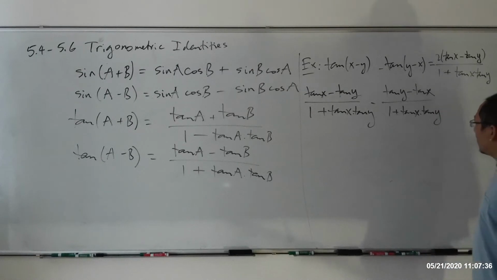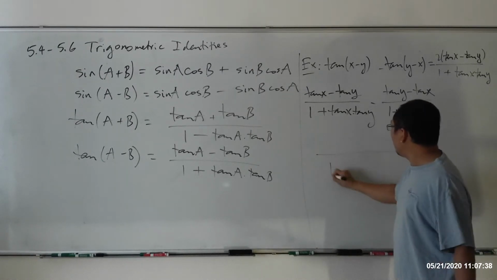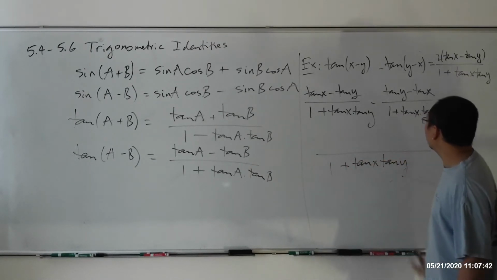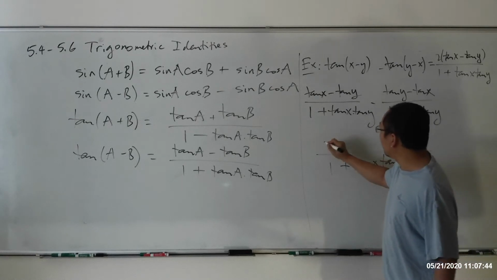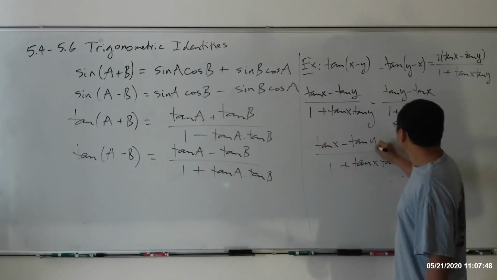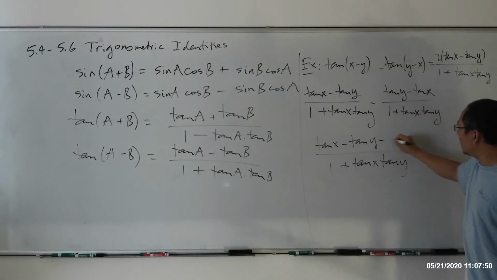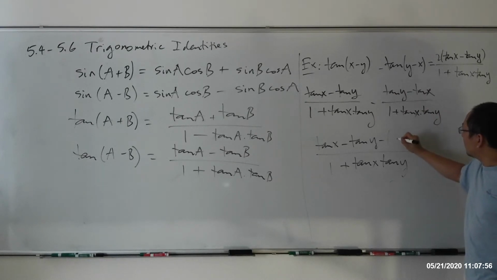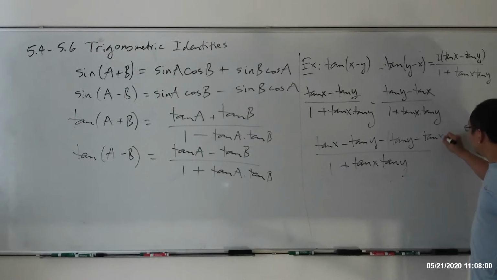Now you combine the two fractions together. So the same denominator, 1 plus tangent of x, tangent of y. What do we have on the numerator? Tangent of x minus tangent of y. Now be careful, right? You got a minus sign. Minus what? I've got to distribute a negative to the two terms. So let me write two lines. Minus the whole thing in parentheses: tangent of y minus tangent of x. Right, I wrote it in parentheses.